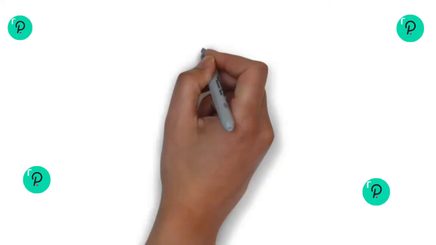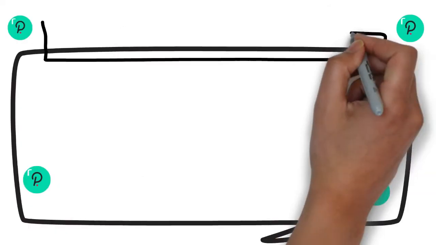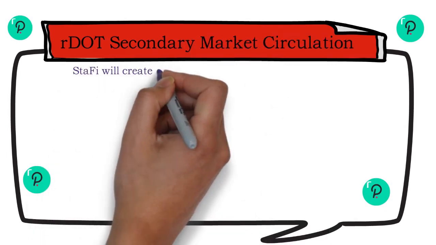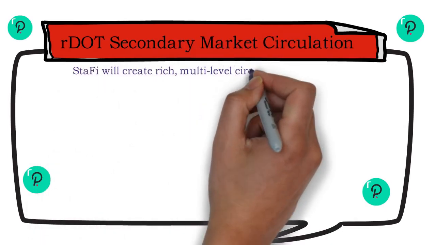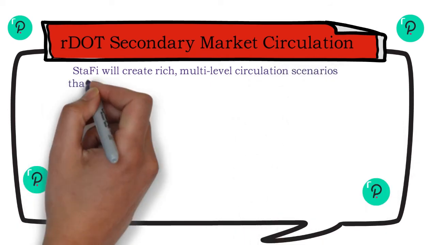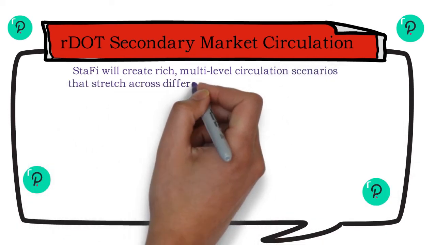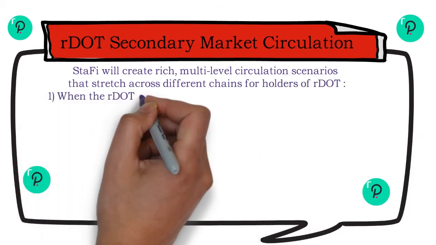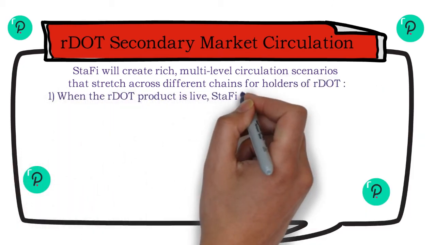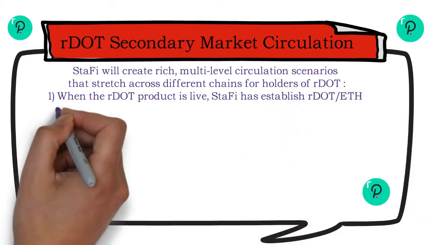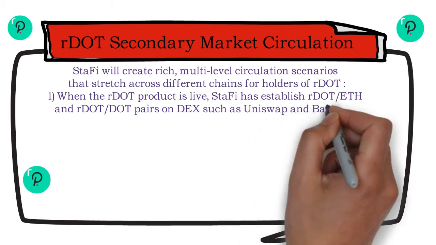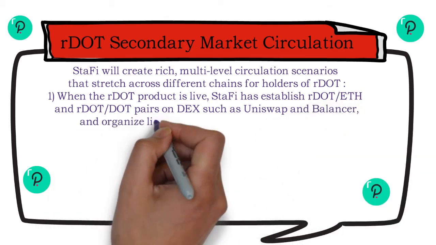rDOT secondary market circulation. StaFi will create rich, multi-level circulation scenarios that stretch across different chains for holders of rDOT. 1. When the rDOT product is live, StaFi has established rDOT/ETH and rDOT/DOT pairs on DEXs, such as Uniswap and Balancer, and organized liquidity mining incentive campaigns.